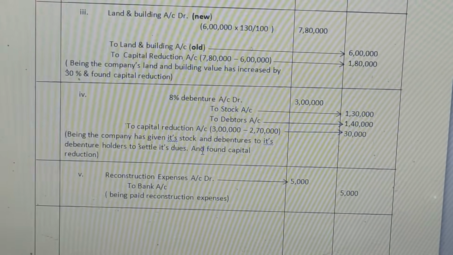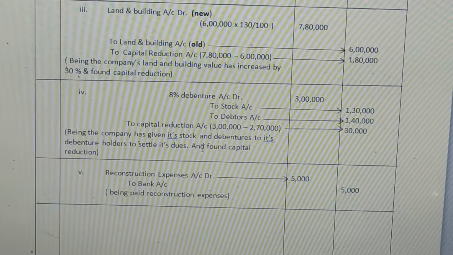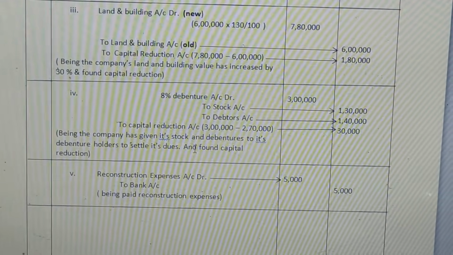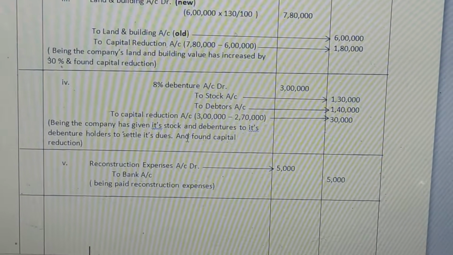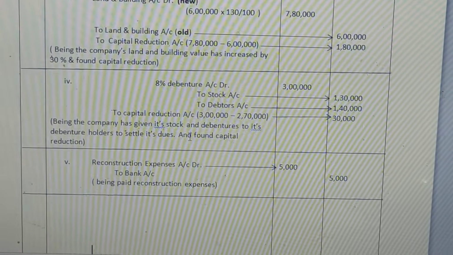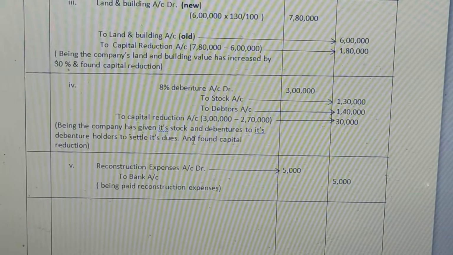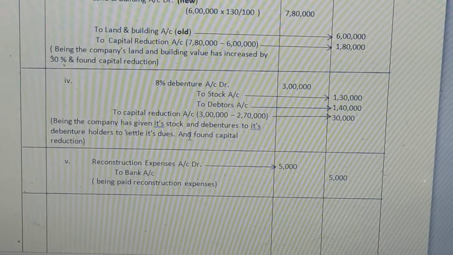And the fifth journal entry, for making payment for settling the reconstruction expenses. So in the debit side we have to mention reconstruction expenses account data. The amount is rupees 5,000 and to bank account creditor 5,000. It means being paid reconstruction expenses by the company.